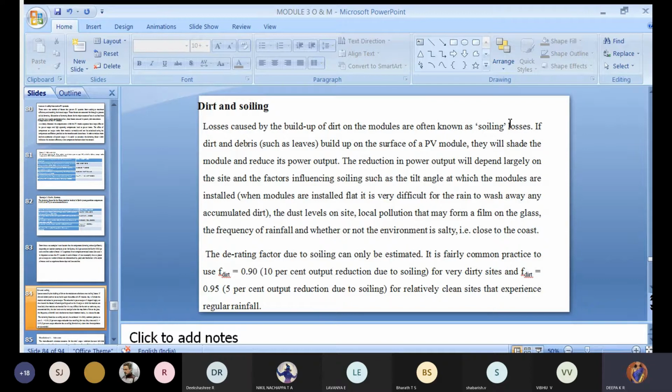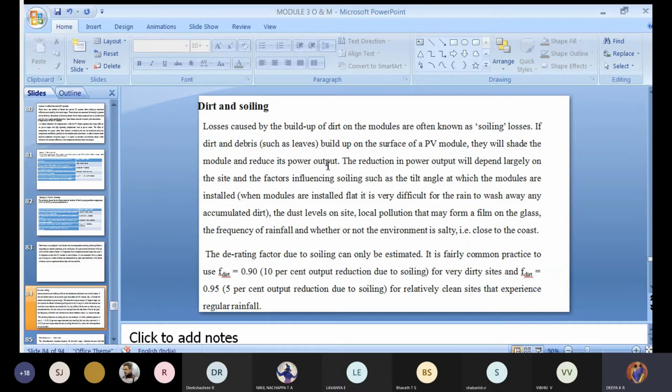In the first module we discussed what things can be accumulated. Here they are given: dirt and debris that can cover the surface of a PV module. Leaves will definitely shade. Dirt will accumulate, which is not visible, but still it will reduce the output of a system. This dirt and soiling also depends upon your orientation, how you are placing your collector.